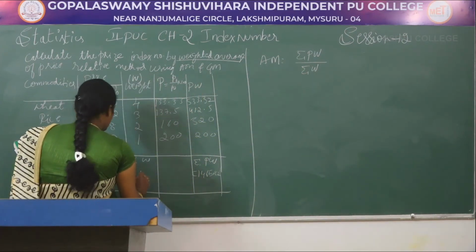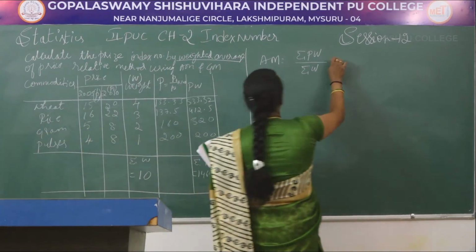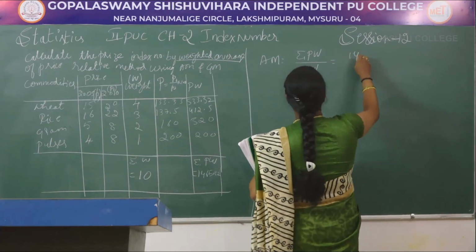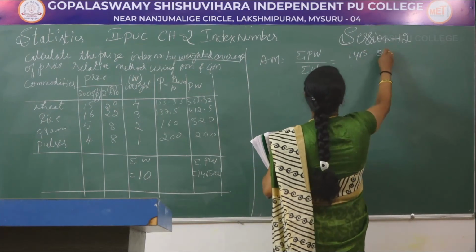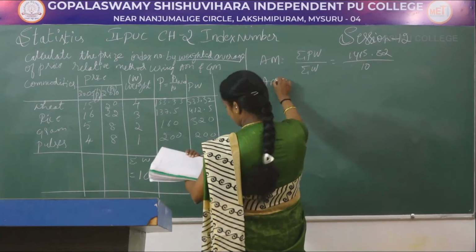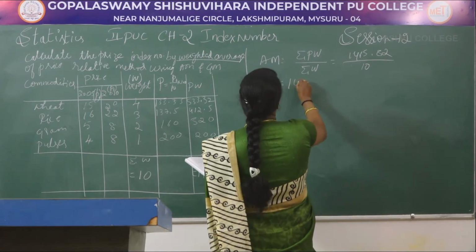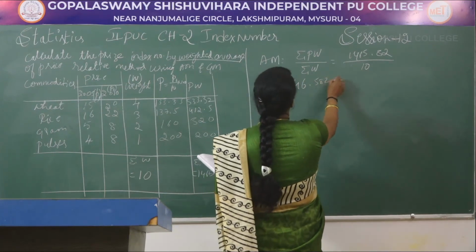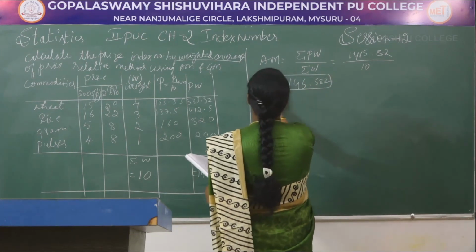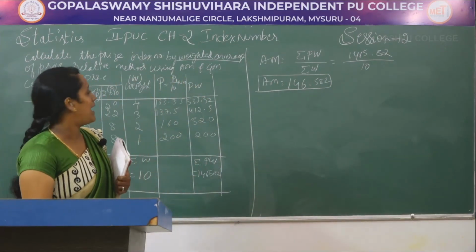Now we want the summation of W also. Summation W is 10. So I'll substitute here: 1465.82 divided by 10, and for AM it is 146.582. This is how we have calculated the AM value.